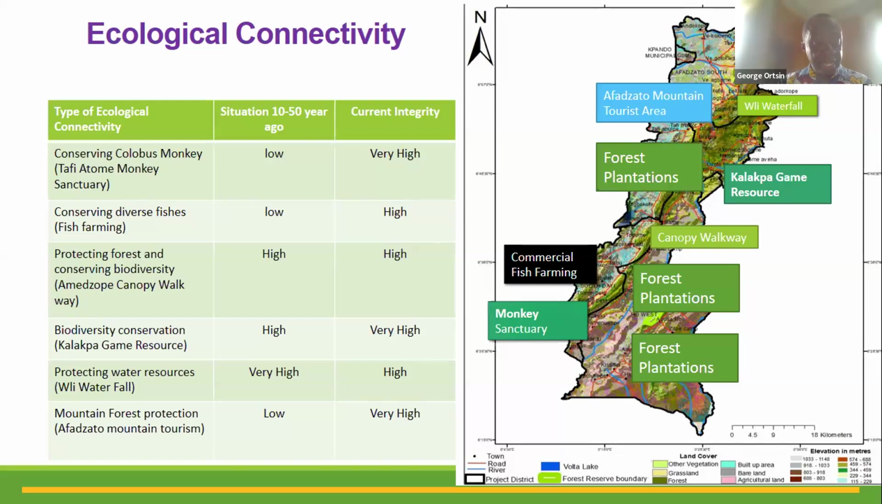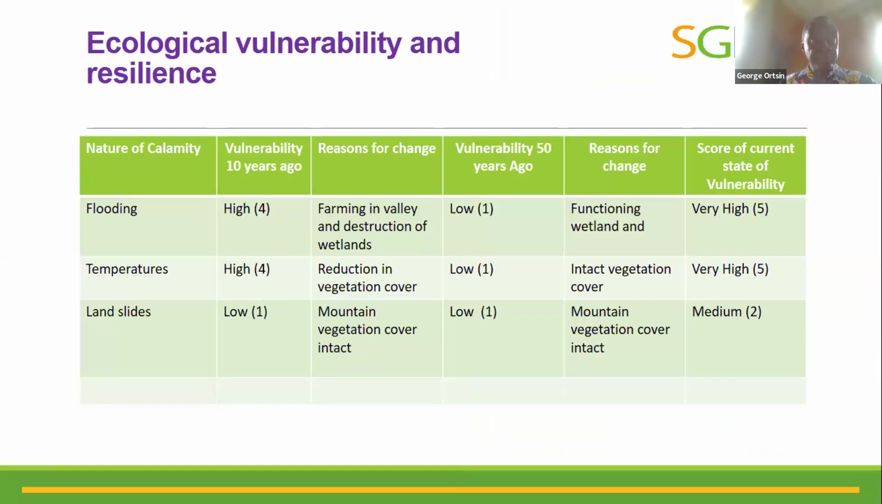Biodiversity used to be high, but now because of the National Game Park, it is very high. Now, if we look at the water protection, it was very high 50 years ago, but now it is high, but not very high. And then the mountain protection used to be low, but now it is very high.